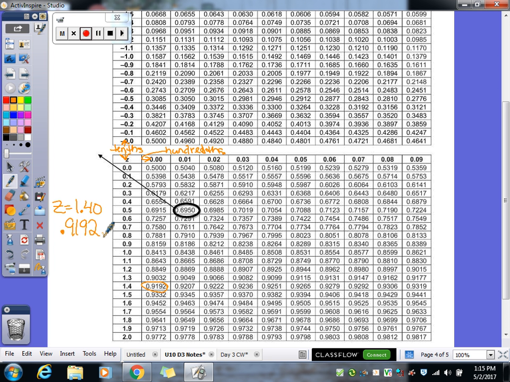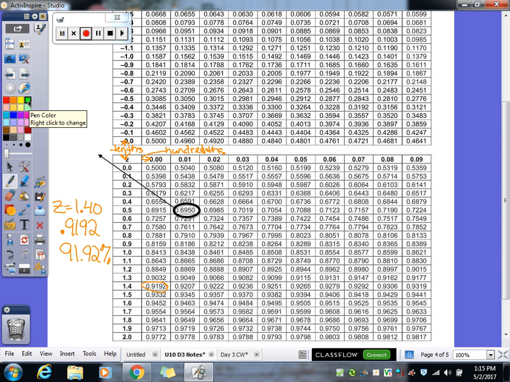0.9192. So what that means is if I turn this into a percent, that means I did better than 91.92% of the people on that test. So it gives you the same answer as what you would have gotten for your curve. You just have to look to the chart for it.